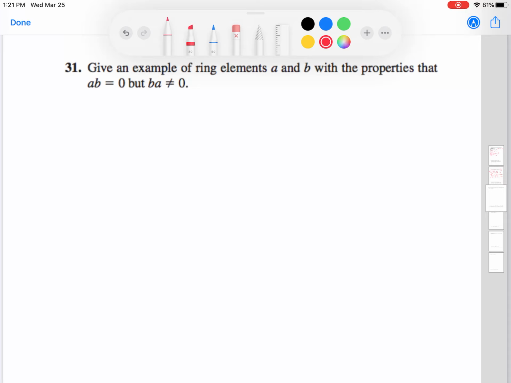Next, we're looking at number 31. And this is just a give-an-example one. It says, give an example of ring elements A and B with the properties that AB equals 0, but BA does not equal 0. And when I see this, what I'm really thinking about first off is AB does not equal BA. So this is not commutative.